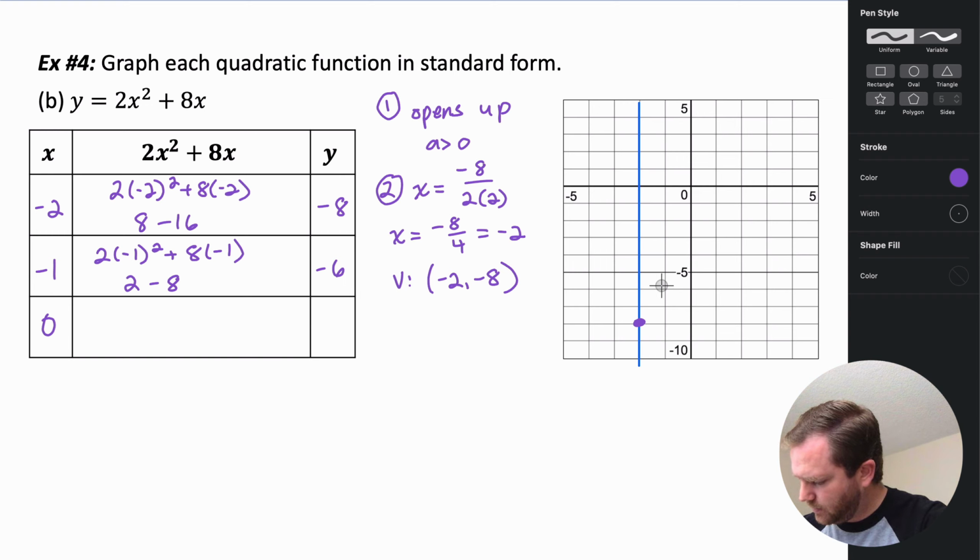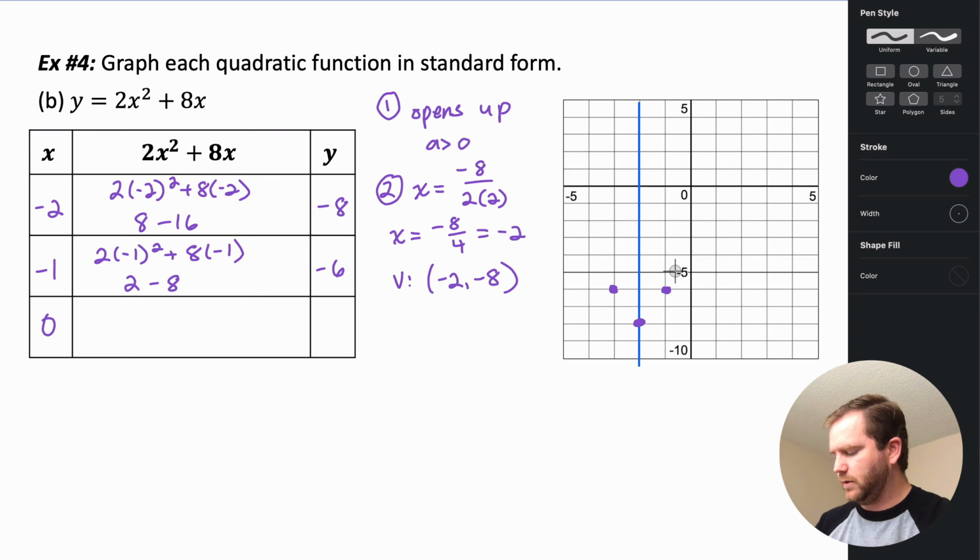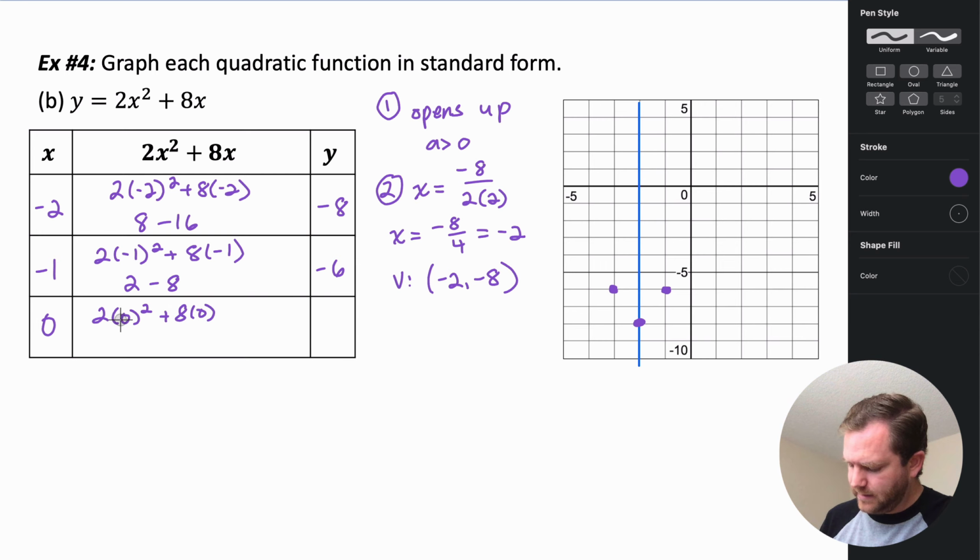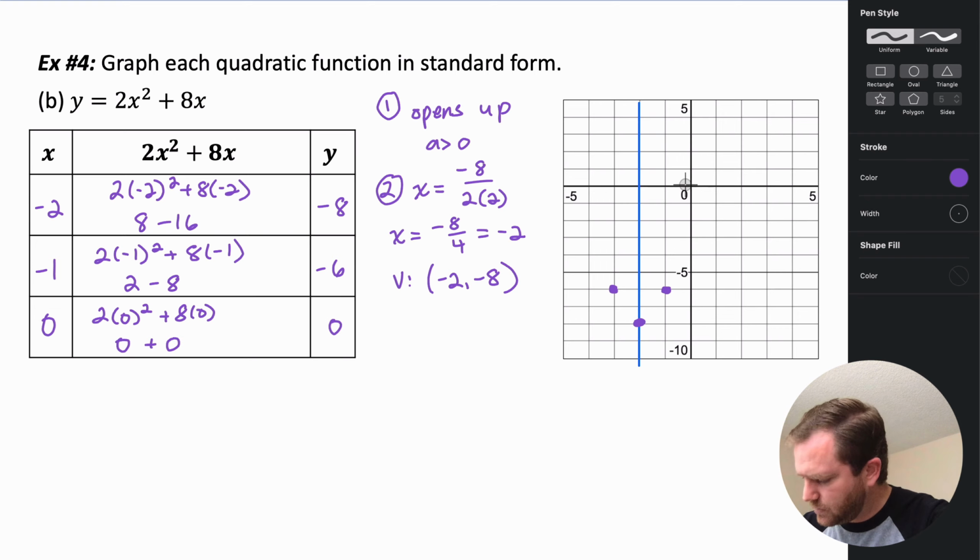So (-1, -6). Now again, symmetry tells me I am 1 unit, this time to the right of my axis of symmetry. So if I go 1 unit to the left, I should get another point on my quadratic. So where you can see that symmetry there. So plug in 0. 2 times 0 squared plus 8 times 0. 0 squared is 0, times 2 is 0. And then 8 times 0 is 0. So I end up with (0, 0). The origin is part of our graph.